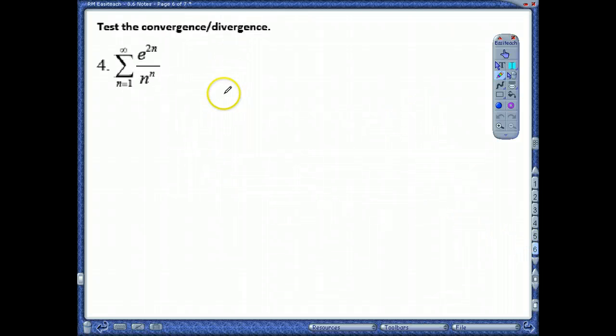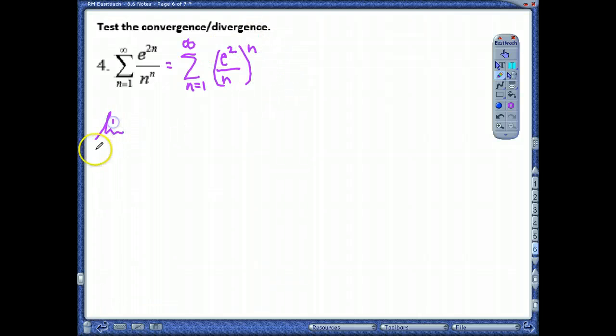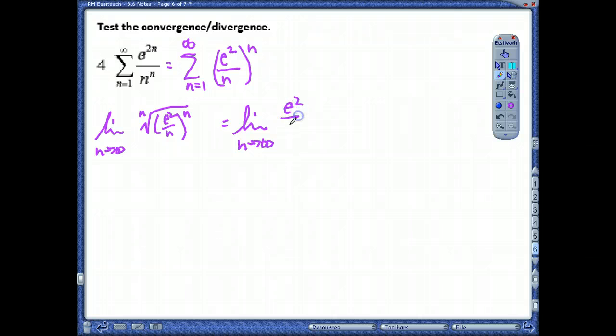So looking at this guy right here, I'm going to rewrite that because I really do like to see the quantity being taken to the nth power. So that would be e squared over n, all of that to the nth power, because remember, power outside of power you multiply. So now I'm going to take the limit as n approaches infinity of the nth root of e squared over n to the nth power. And we want to make sure that we write that all out, even though we know that that is going to cancel to e squared over n.